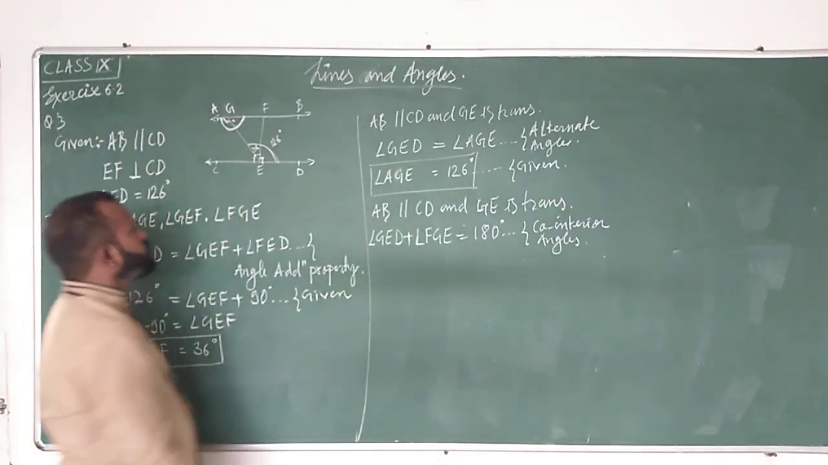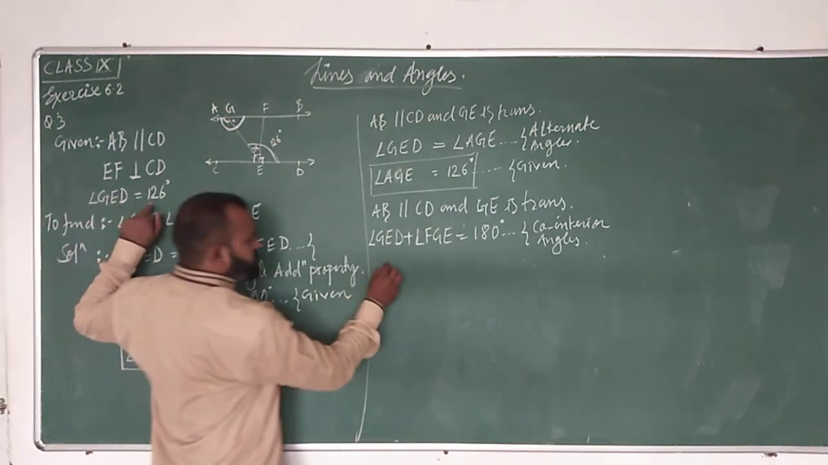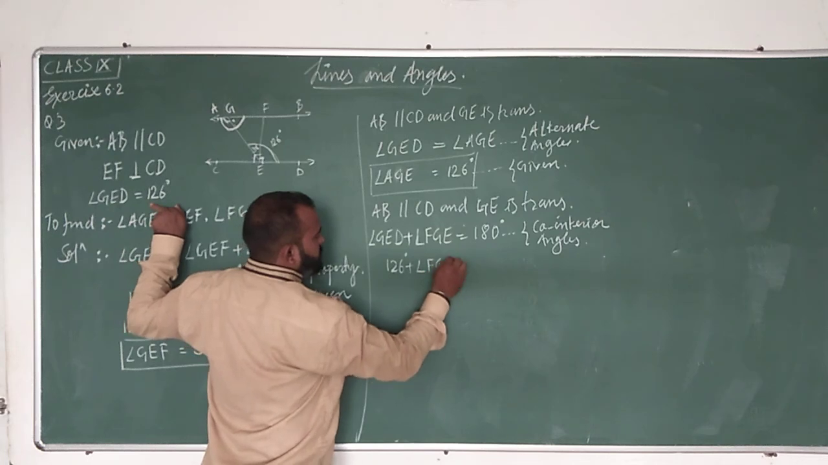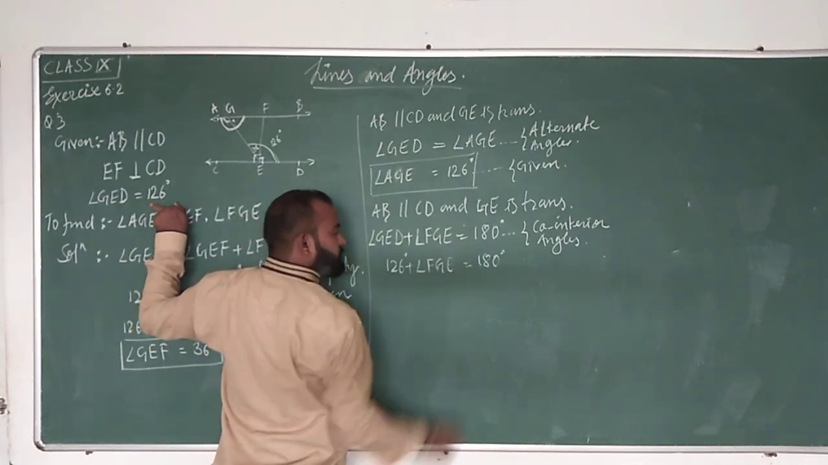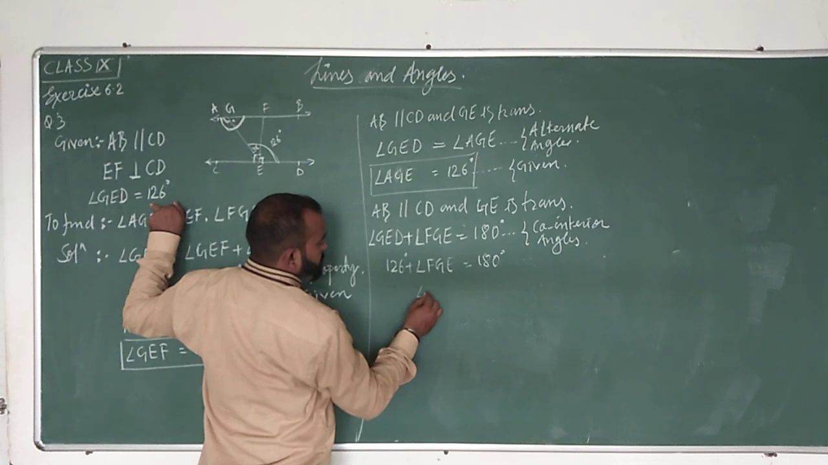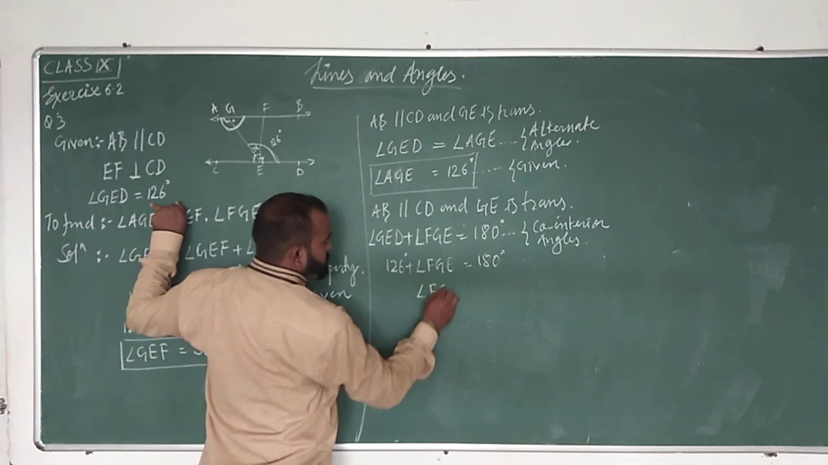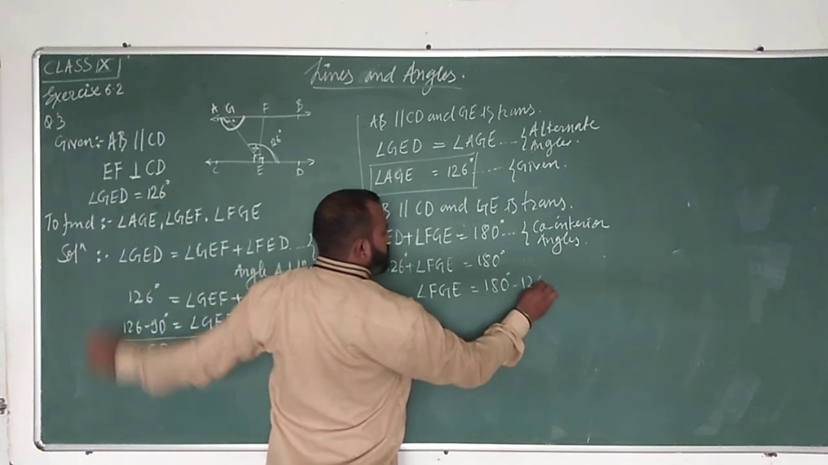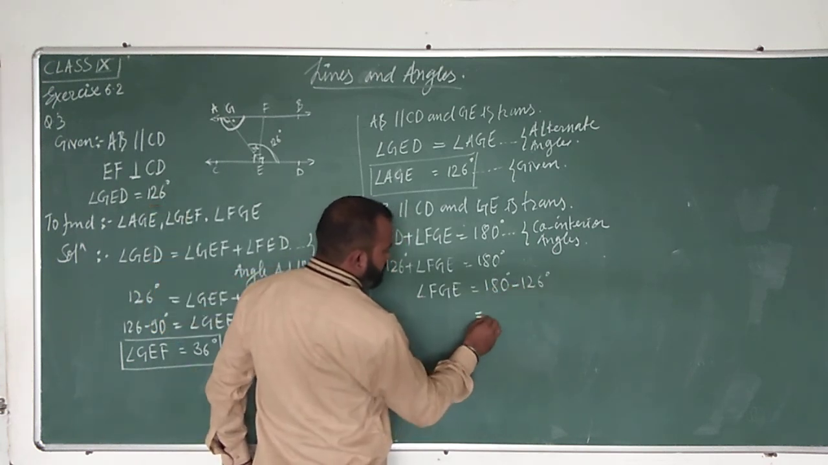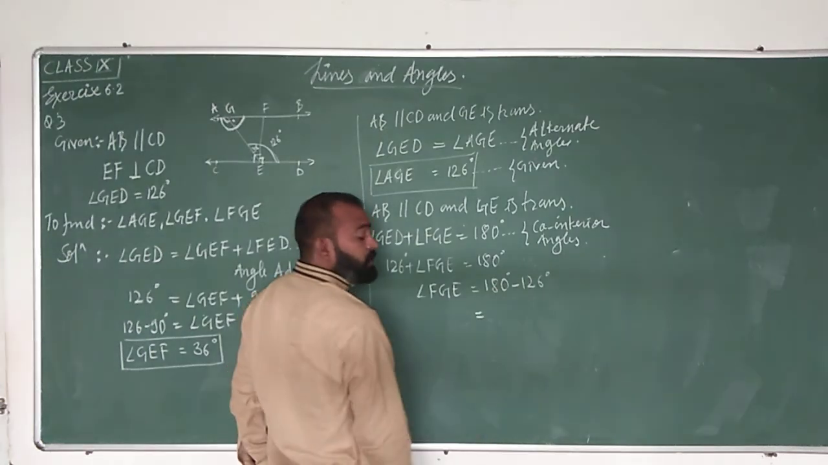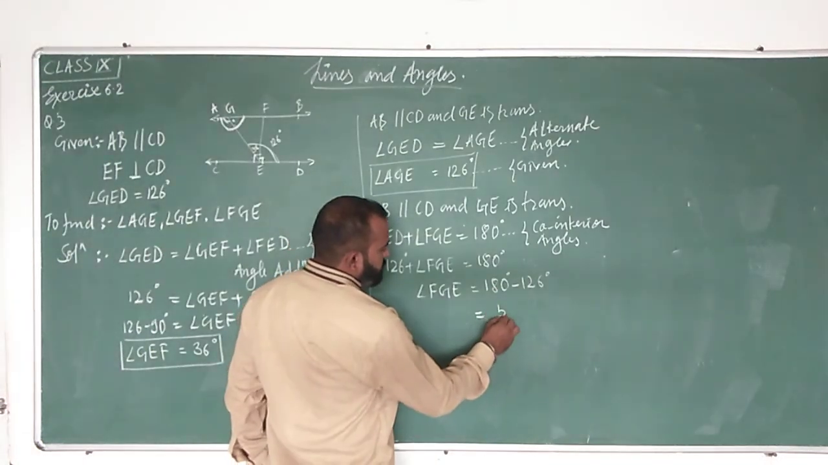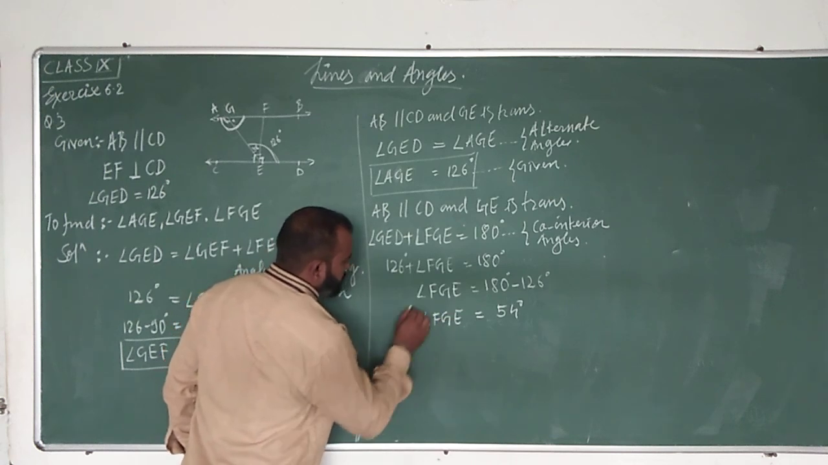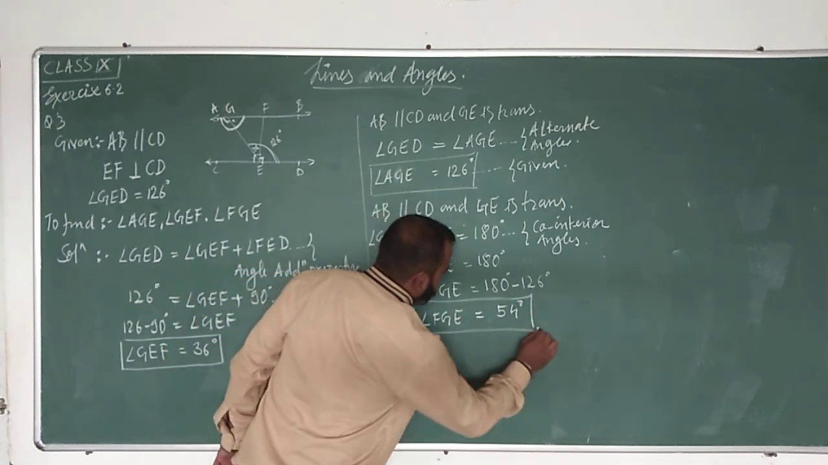In that you know GED is 126, means 126 degrees plus angle FGE equals 180 degrees. Correct? Send it to that side. Angle FGE equals 180 degrees minus 126 degrees. Now subtracting, 180 minus 126 will be 54 degrees. Therefore angle FGE equals 54 degrees.